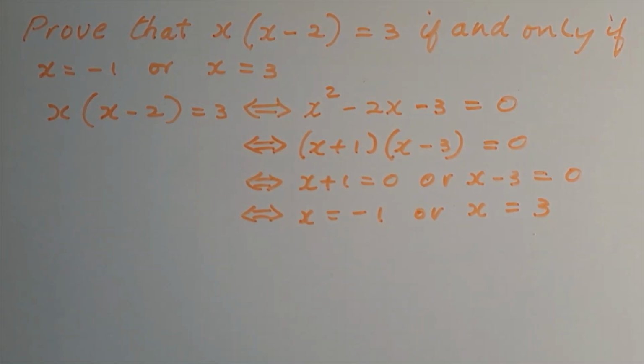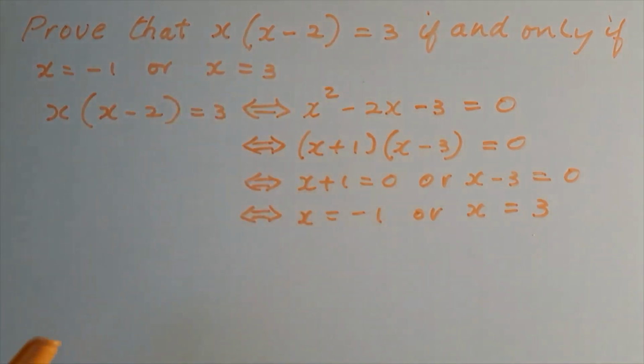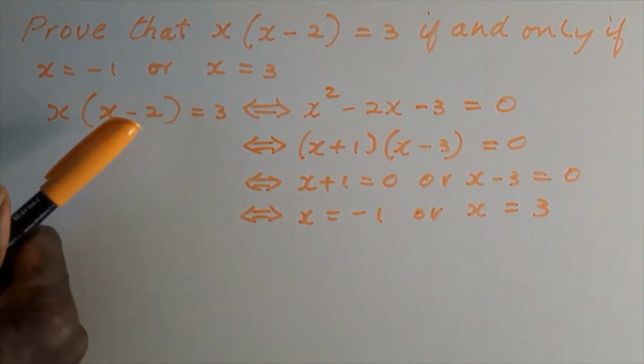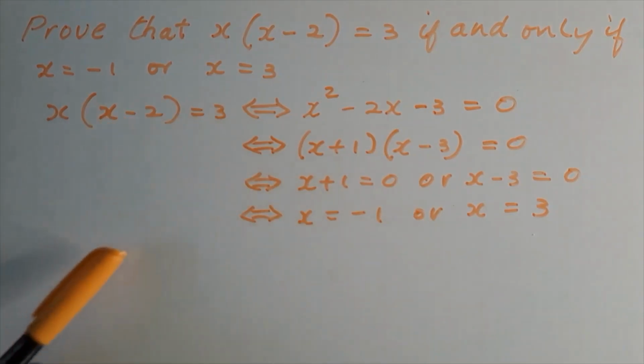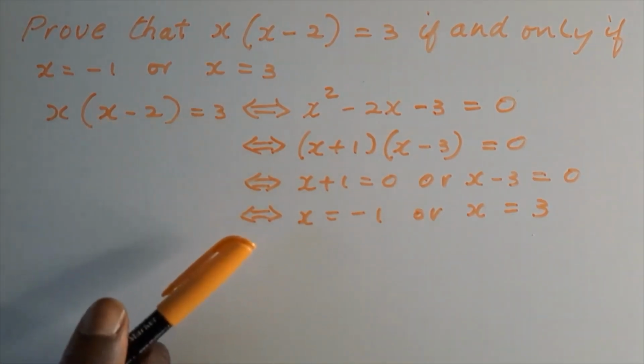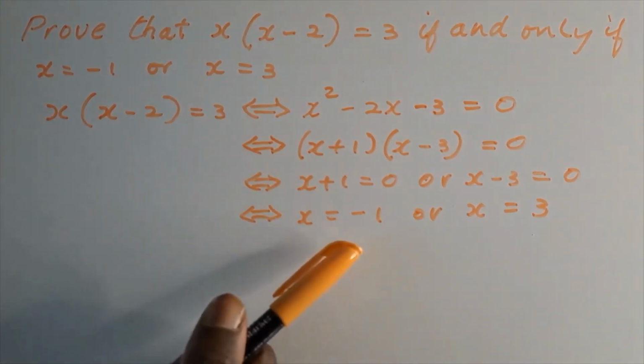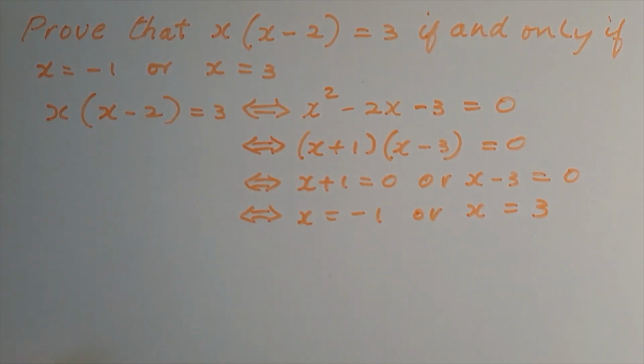So there we have it. We've shown here, or proved, that this statement is true if and only if x is equal to negative 1 or x is equal to 3. In other words, the two solutions to this equation can only be negative 1 or 3.